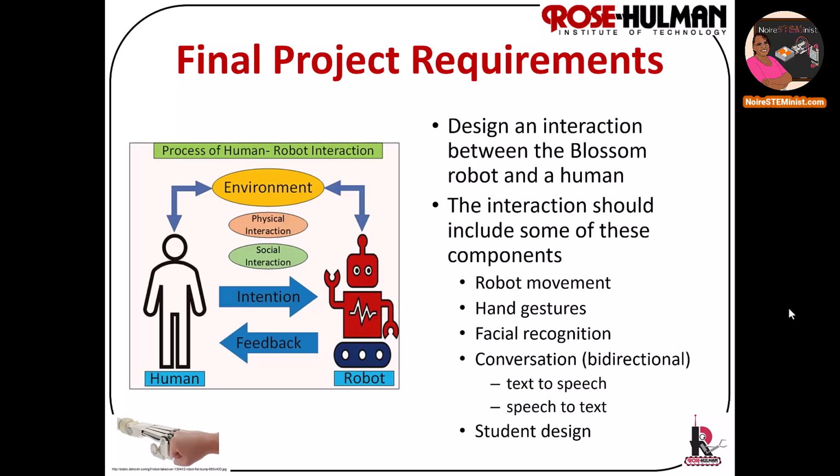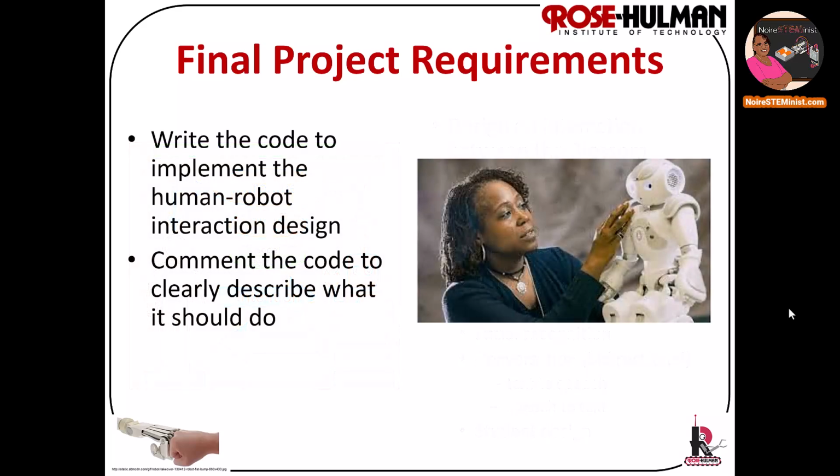So if you look at this image to the left, this is the process of human-robot interaction we're going to use. You're going to have a human and a robot situated somewhere in the environment. There will be some physical interaction between them, such as the human walks up and waves their hand, and the robot then greets them or moves in greeting, nods, etc. Then there's some social interaction or some type of conversation between the two, where the human now gives its intention to the robot, and the robot then provides feedback in the course of this conversation or interaction.